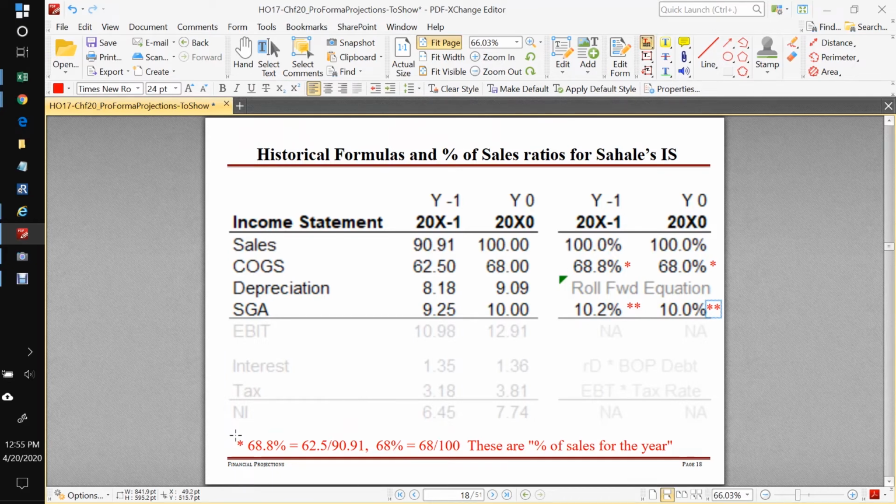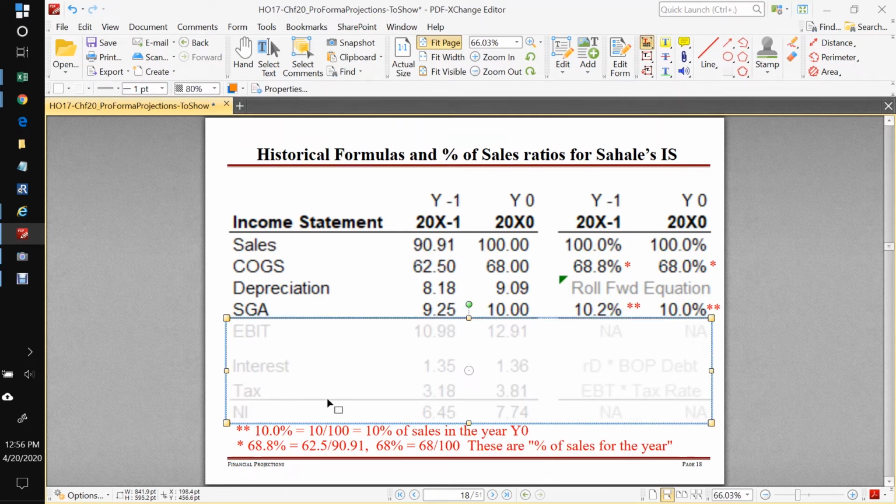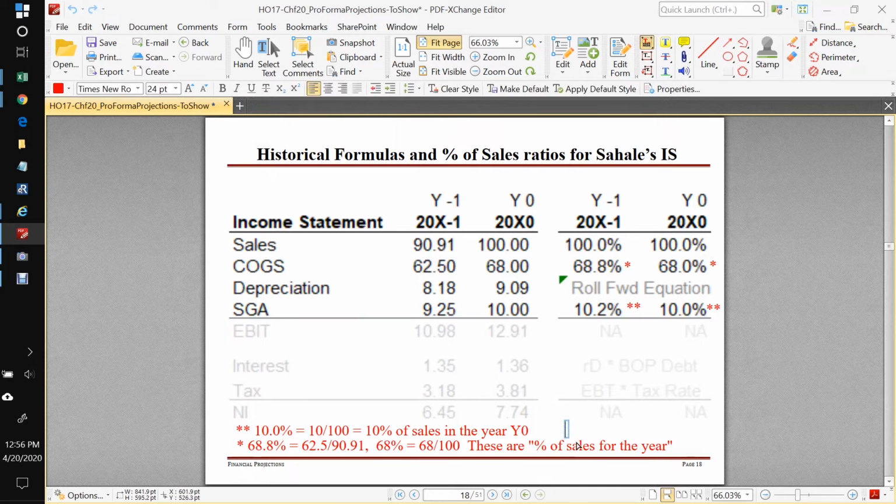Let's put that in here. So 10.0% is equal to what here? We want to have our SG&A of 10 divided by 100. So that 10%, 10 over 100, is our SG&A divided by sales in the year, so 10% of sales in year 0. All right, let's keep going.